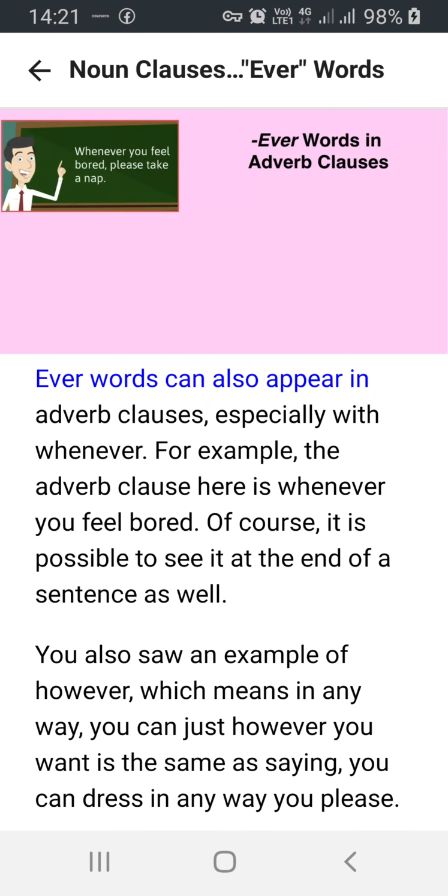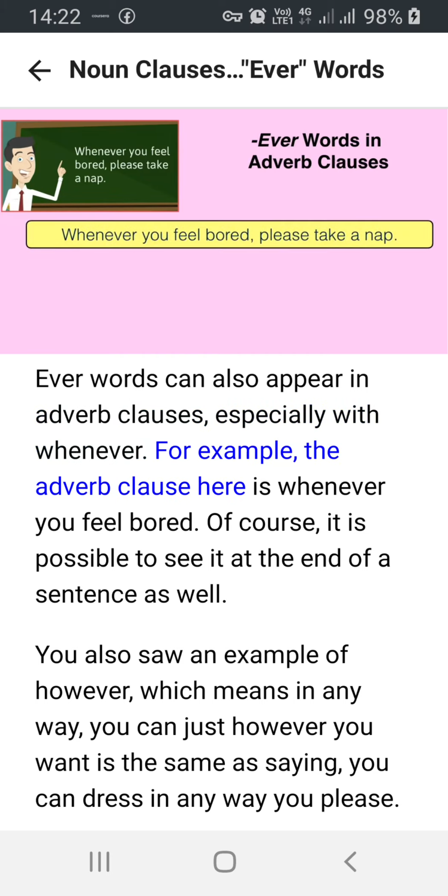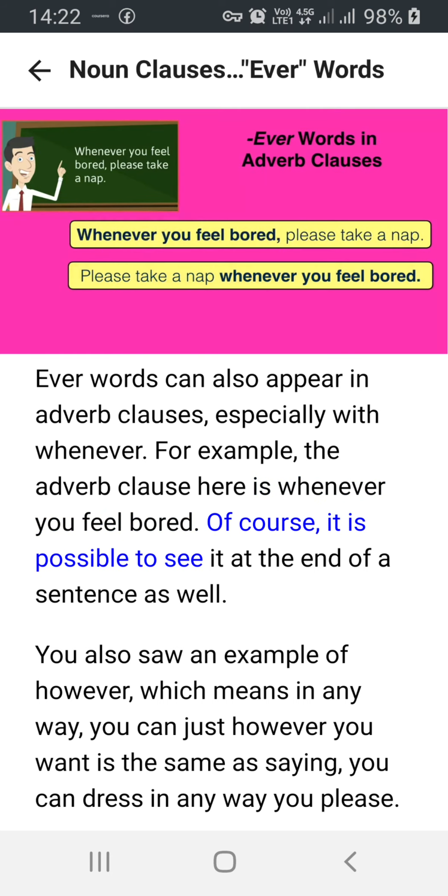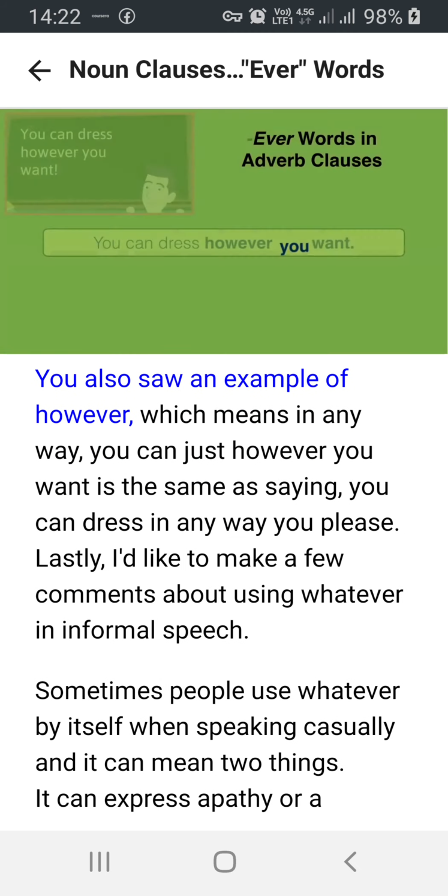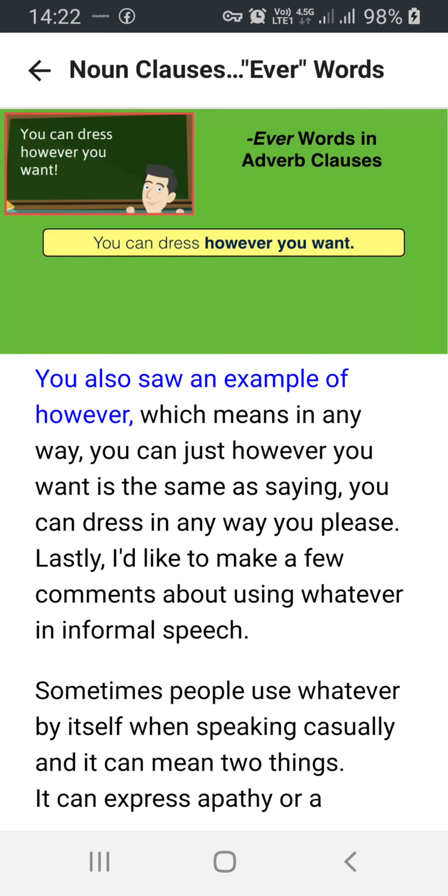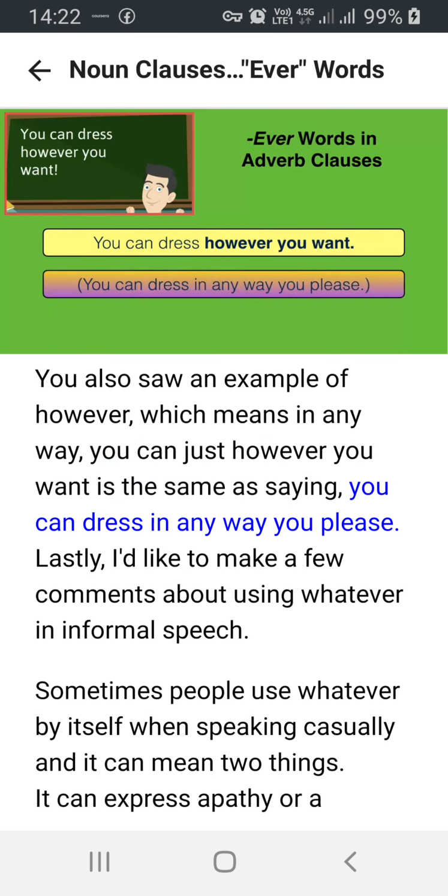Ever words can also appear in adverb clauses, especially with whenever. For example, the adverb clause here is whenever you feel bored. Of course, it is possible to see it at the end of a sentence as well. You also saw an example of however, which means in any way. You can dress however you want is the same as saying you can dress in any way you please.